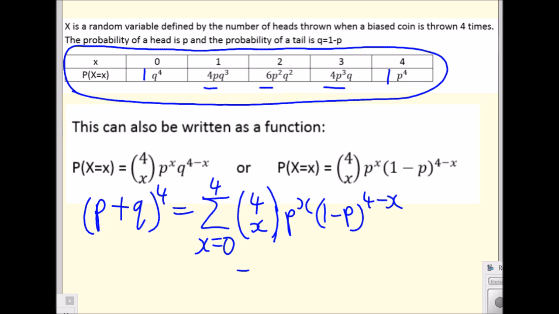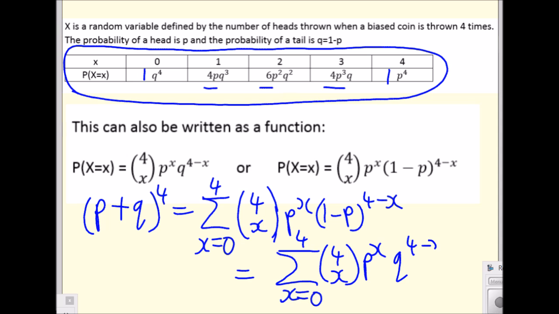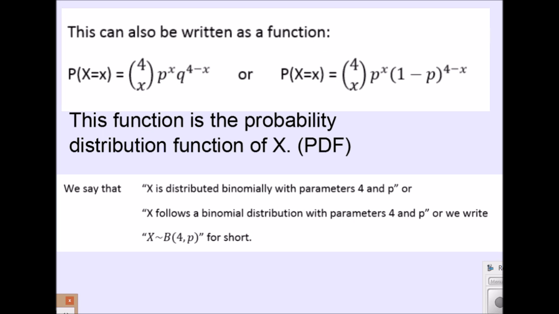In other words, this is what we call the general form of the binomial expansion, and that gives us a function which describes in a general way everything that's going on in that table. This is called a probability distribution function, which is shortened to PDF.